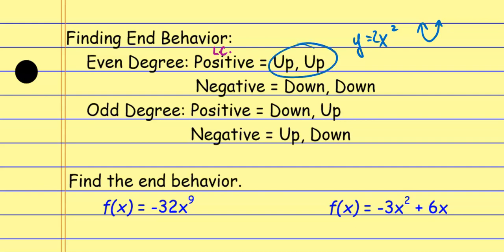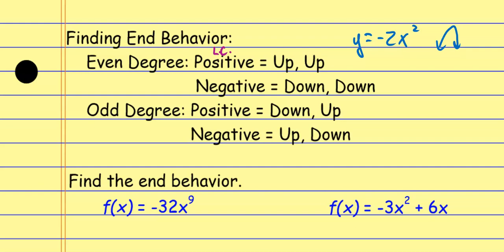It's up, up. And if I think about changing that value, if I were to change this and say, hey, you know what? Let me give you a quadratic, like a negative 2x squared. Well, one of the things we know right away about that is because the leading coefficient is negative, the parabola opens down. All right? So this is an even degree polynomial with a negative leading coefficient. Both ends open down, so it's down, down. Every other even polynomial is going to do the exact same thing.